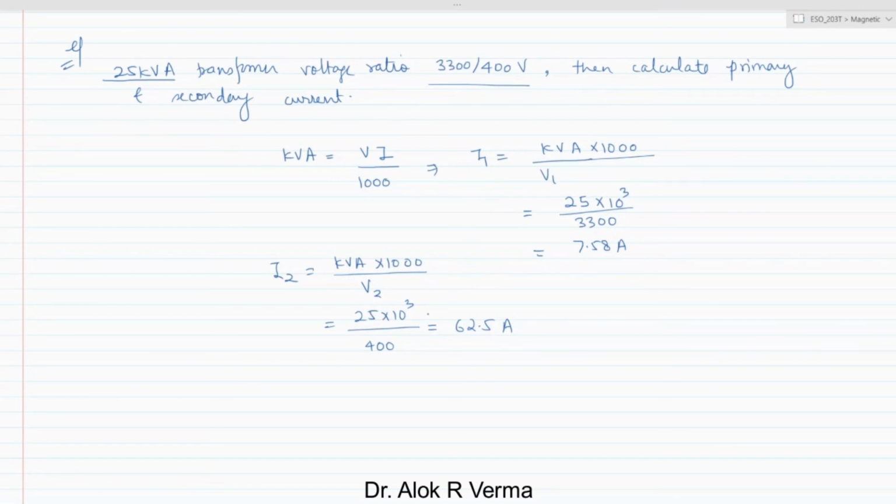Now suppose you want to calculate the EMF induced in primary and secondary. Then from the turns ratio, which is nothing but N1 by N2, which is nothing but V1 by V2, which is 3300 by 400, so 33 by 4. This is the turns ratio.